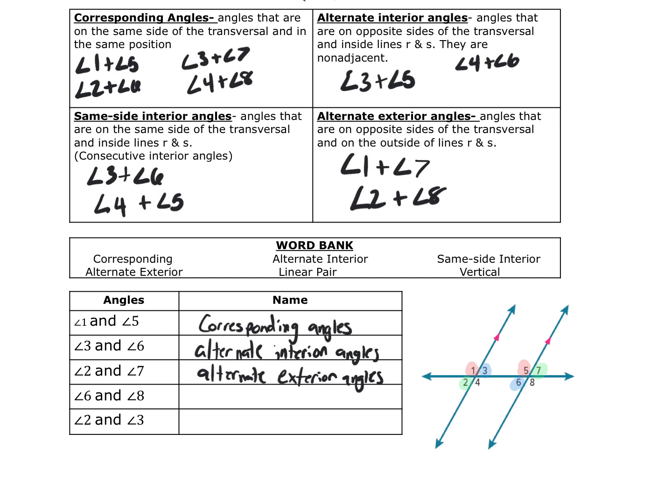All right, now we have angle 6 and angle 8. So I like these yellow. You'll notice that one of those was already used, but angle 6 and 8 together, those together form a linear pair.